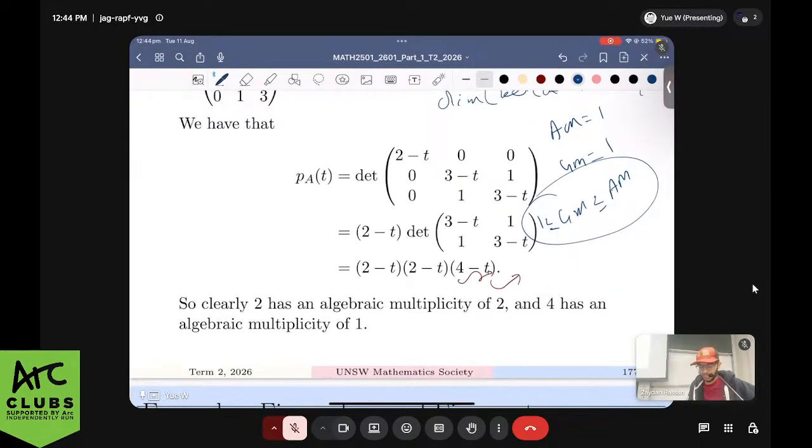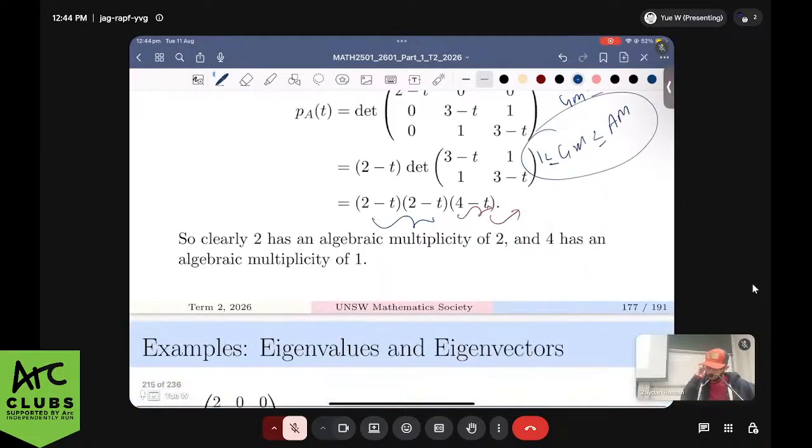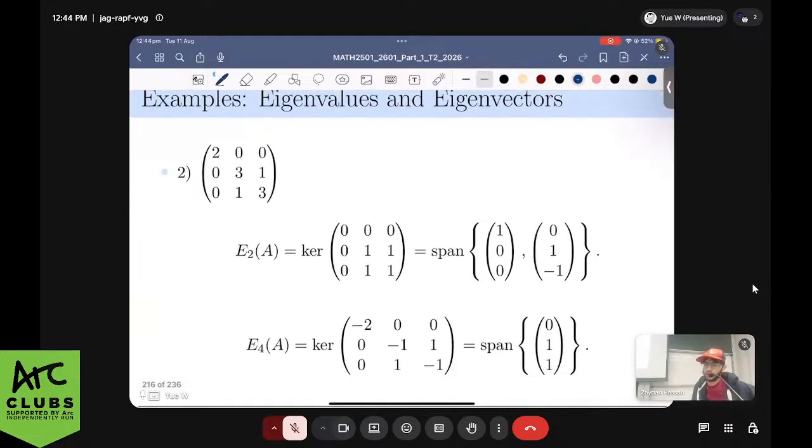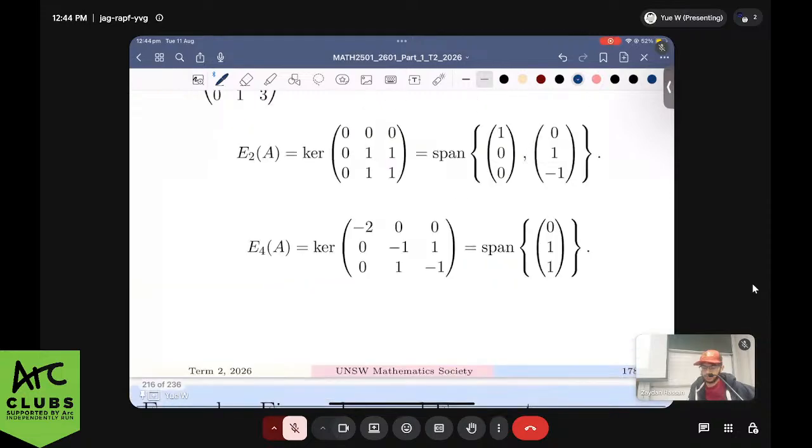All we really need to check is the geometric multiplicity of the eigenvalue 2. Is that equal to 2? So you take the kernel of A minus 2I, and you do actually get 2 vectors, so this does work, and you get this, so yeah.